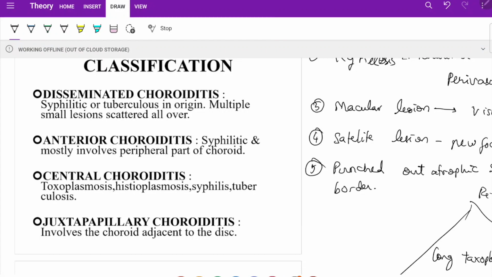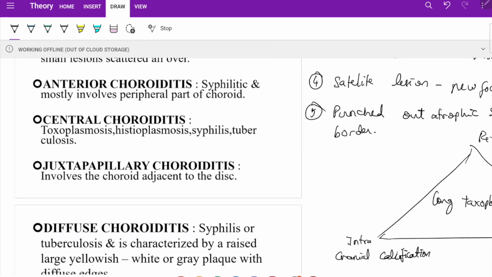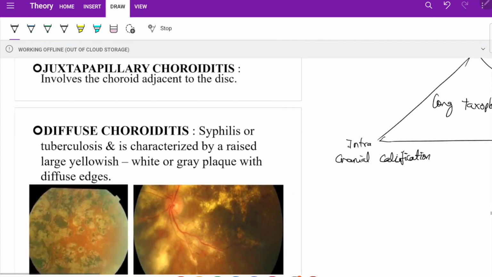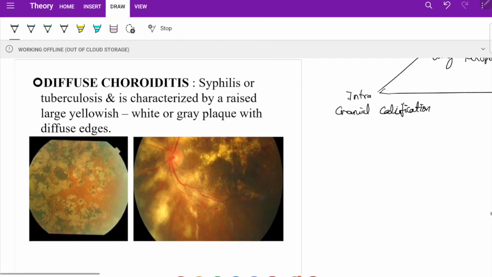Syphilitic or tuberculous in origin usually. So there are going to be multiple small lesions scattered all over. So disseminated choroiditis is scattered everywhere. Anterior choroiditis usually comes with syphilis. Only the peripheral part of your choroid will be involved. Central choroiditis, here you can see toxoplasmosis, histoplasmosis, syphilis, tuberculosis and so on. Juxtapapillary, nothing but it is going to be adjacent to your disc. So that is called as your juxtapapillary choroiditis. So choroid which is adjacent to your disc. And diffuse choroiditis, in the syphilis and tuberculosis usually you can see a raised large yellowish plaque like in the diffuse edges. Okay, so that is called as your diffuse choroiditis.